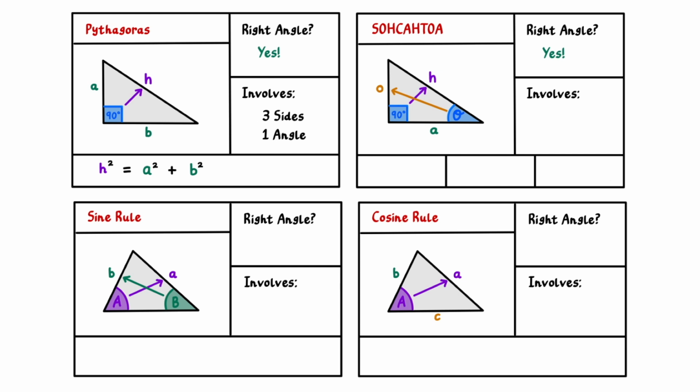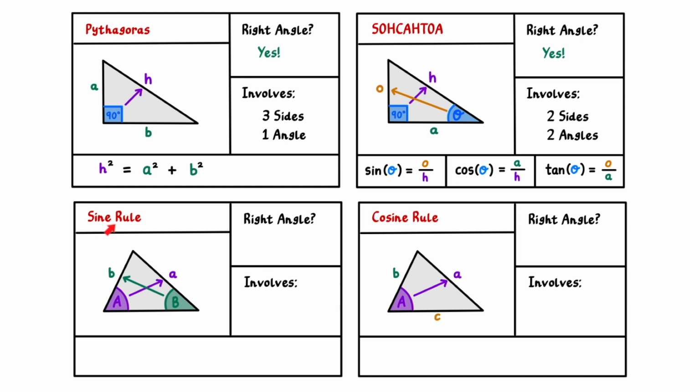There's 3 ratios to choose from in this method. Sine of theta equals the opposite over the hypotenuse. Cos of theta equals the adjacent over the hypotenuse. And tan of theta equals the opposite over the adjacent. Each of these statements involves 1 angle, theta, and 2 of the 3 sides. If you also include the right angle, in total we have 2 sides and 2 angles involved.